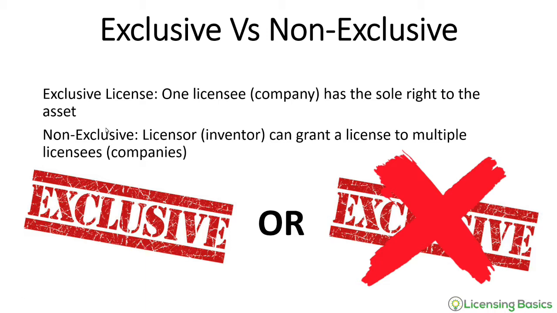So that brings us to exclusive or non-exclusive. An exclusive license means that one licensee, one company, has the sole right to the asset. So they're the only ones that can sell or make your product. Non-exclusive means that the licensor, the inventor, can grant a license to multiple companies, multiple licensees.